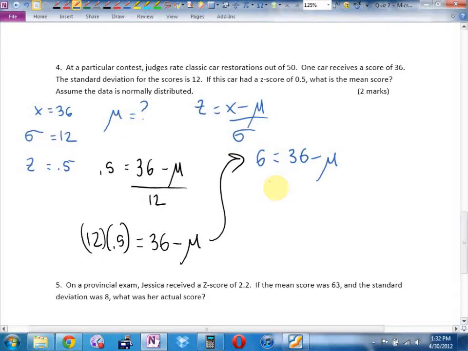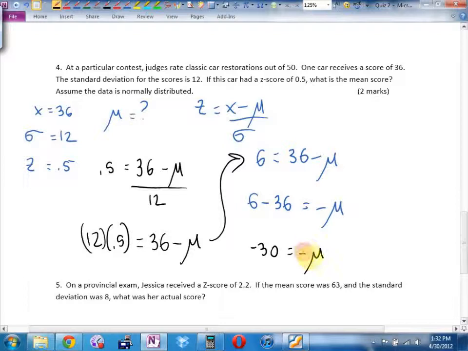But let's prove it. I want to get this by itself. I want to move the 36 over. What's in front of the 36 here? A little invisible positive or a little invisible negative? So how would I move it over? Because it's being plus technically. We don't put a plus sign, but we know it's there. Minus it. So I'd have 6 minus 36 equals negative mu. I'd have negative 30 equals negative mu.